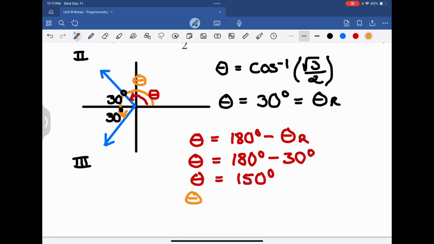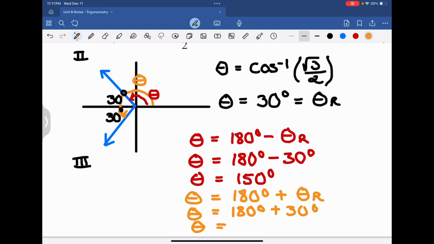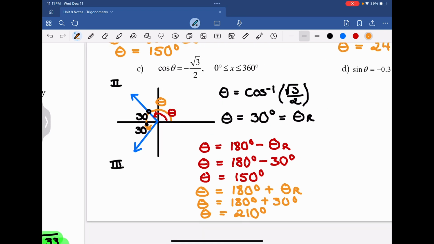Again, when you get really comfortable with the unit circle, you'll be like, oh, okay, I can find that angle pretty easy. Now for our second one, we're going to go theta is equal to, we want to take 180 degrees, but instead of subtracting, we're going to add the reference angle. In this situation, theta is going to be equal to 180 plus our reference angle of 30 degrees. And we end up getting our second theta is equal to 210 degrees.